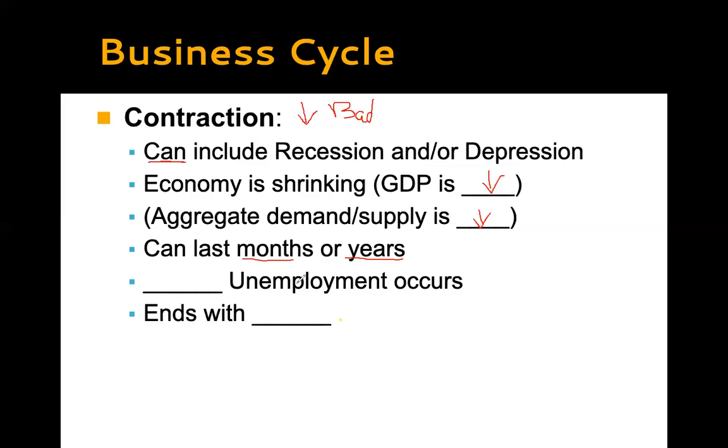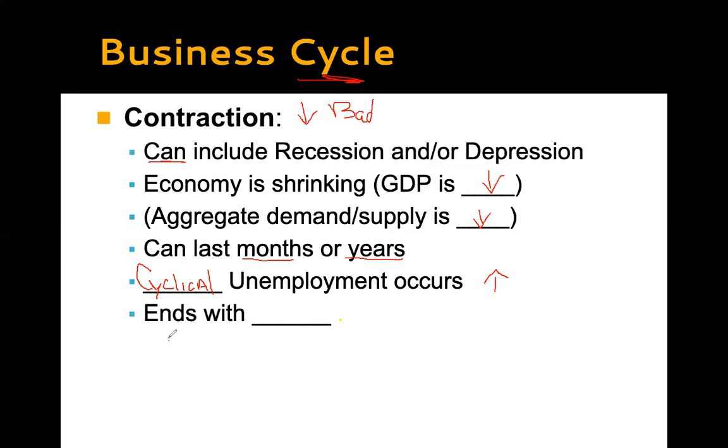Now, what type of unemployment is going to occur during the contraction phase? What type of unemployment happens because the economy is bad? That is cyclical, and this is why it is called cyclical unemployment, because it deals with the business cycle. That means unemployment goes up in this situation. So notice this. GDP is going down. Aggregate demand and supply are going down. Unemployment is going up. Now, it's not on these notes here.